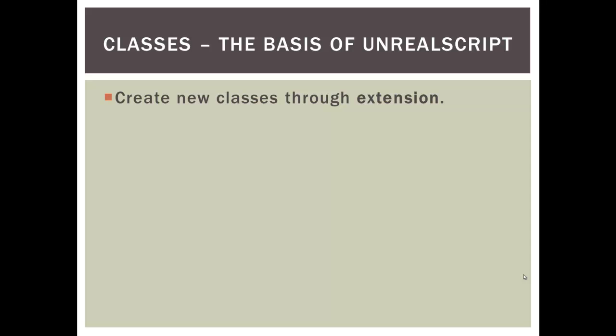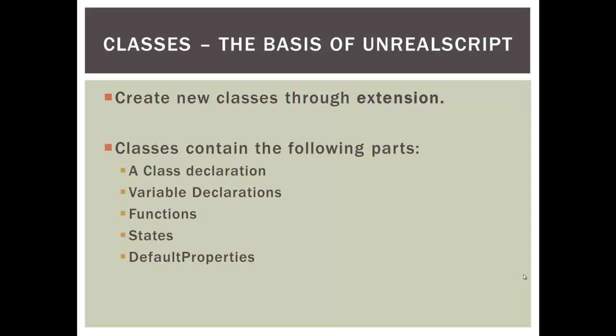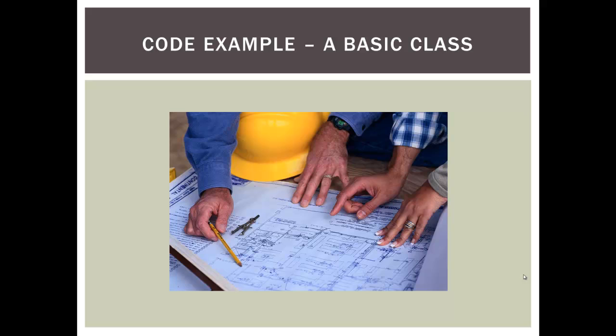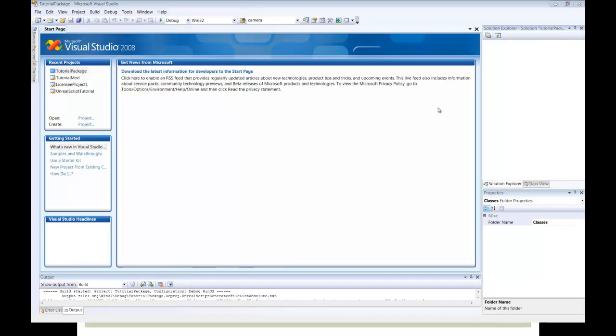Basically, extension allows a new class to take on all of the parts of its parent: its functions, its variables, its states. It basically inherits all of those properties and is allowed to expand upon them. So now we're going to go into a basic class and create a code example for you. Let's go over to Visual Studio. We already have a project set up, so let's take a look at that.